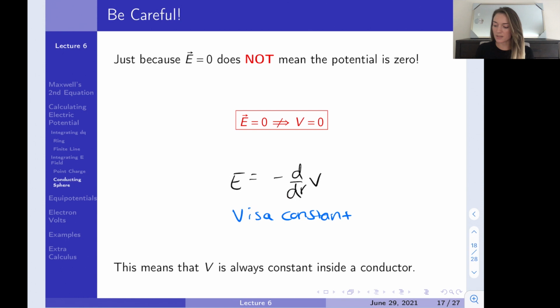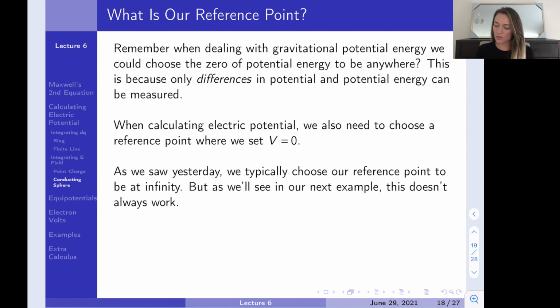And this also means that since we know that the electric field is always zero inside a conductor, the potential will always be a constant inside a conductor. Okay, and then let's talk about reference points a little bit more.